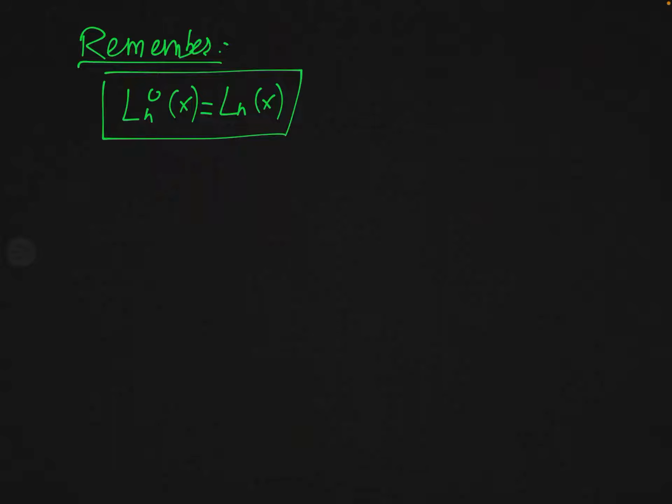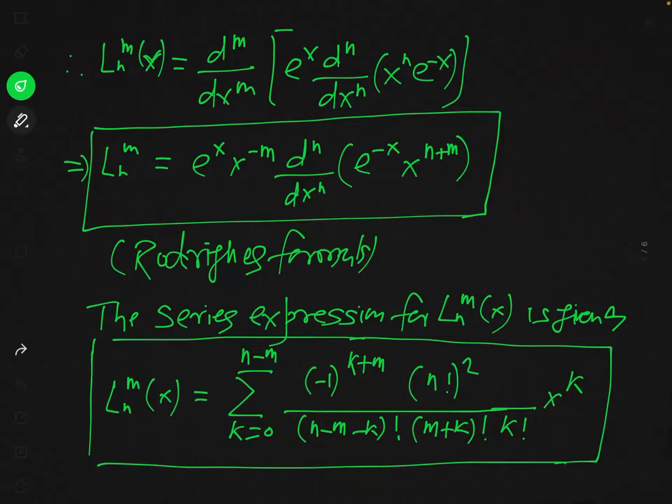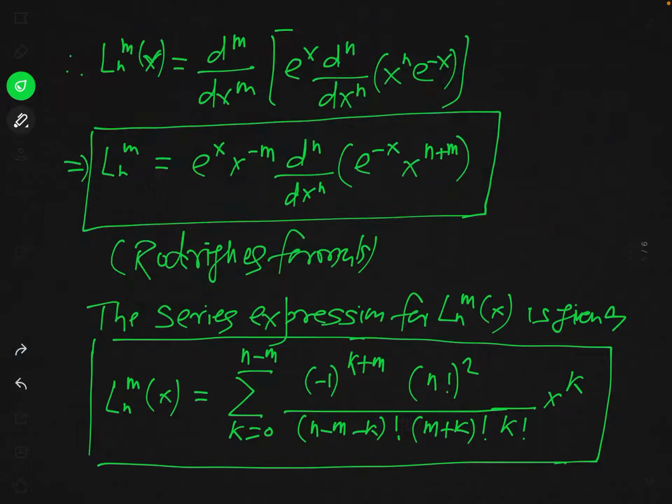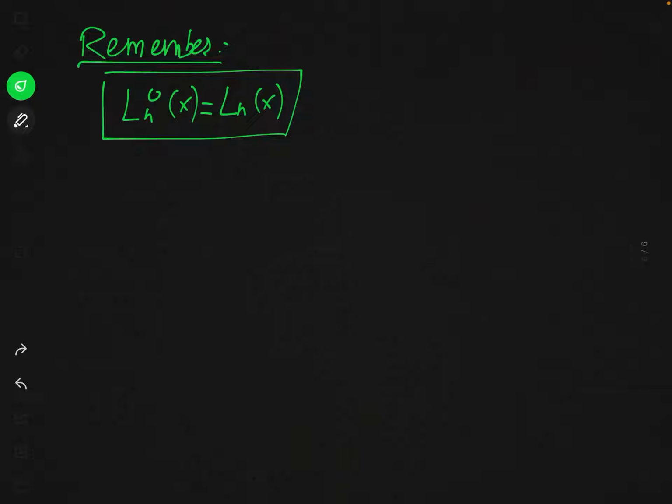You can see here that if m is 0, then what does it mean? It means we are not going to differentiate L_n(x). So when m is 0, you can see the operator will be d^0/dx^0, which means 1. So L_n^0(x) will be simply equal to L_n(x). So this proof is obvious.